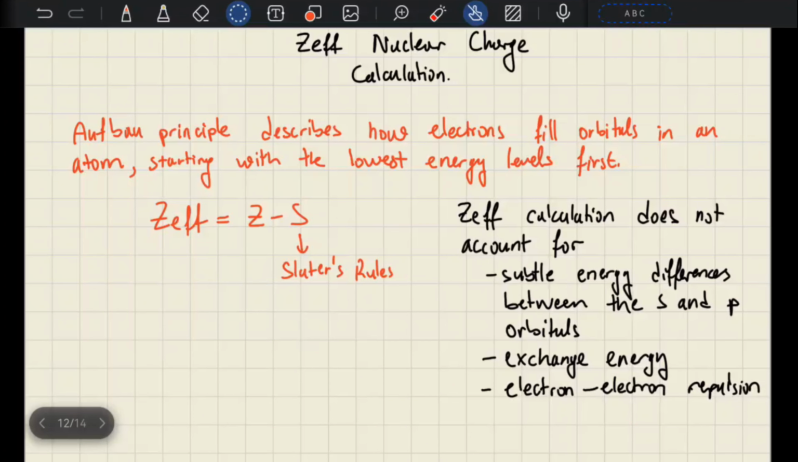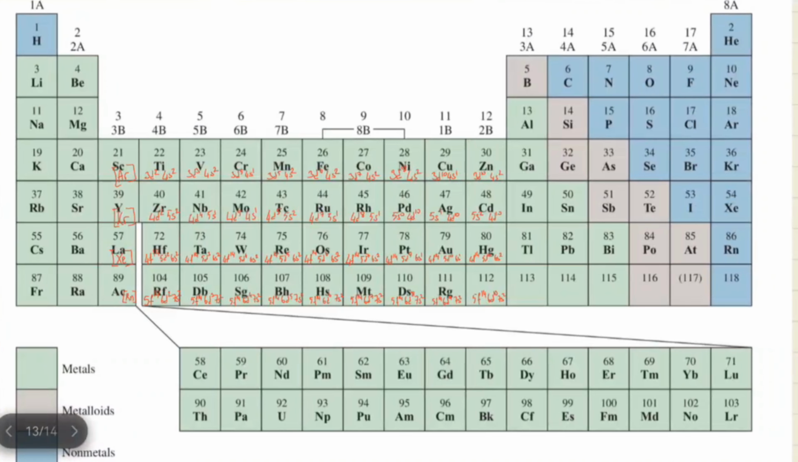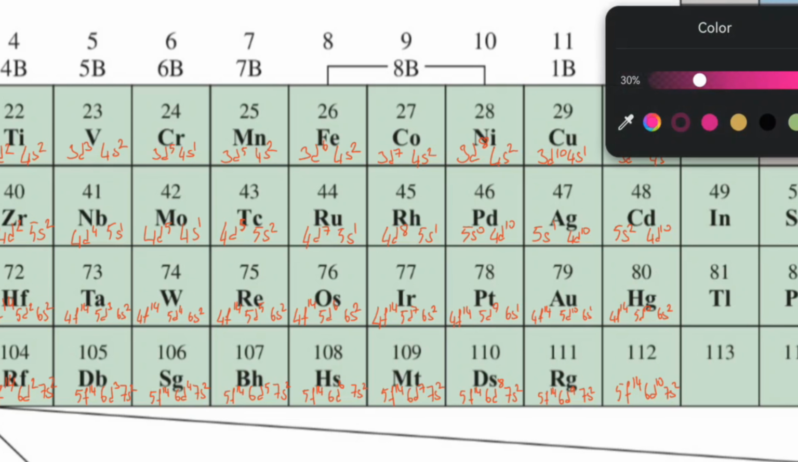I want to show other elements. So for instance, we have Tc here, 43. 43 is our Tc element, and this is the correct electron configuration for the Tc element. But again, there are some exceptions, and the d5 electron configuration might be stable in some cases, not all cases.